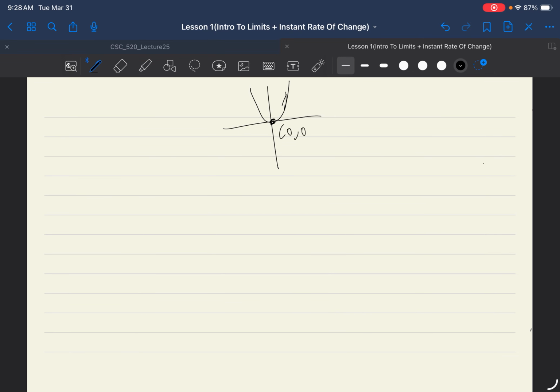Take this point 0, 0, for instance. We know that the average rate of change of this point 0, 0 and this point 2, 2 is going to be 1. We did this by doing y2 minus y1 over x2 minus x1. But what if we want to make it smaller? We'll take this point. What is that? 1.5, for example. Let's just say that's 1.5.